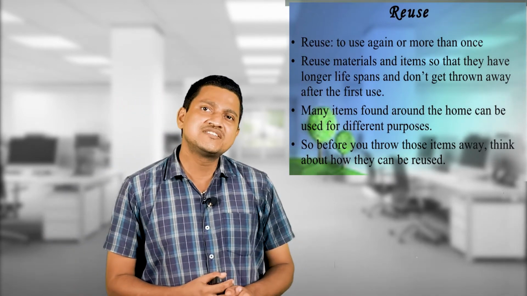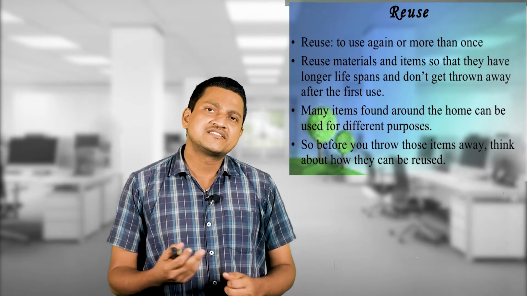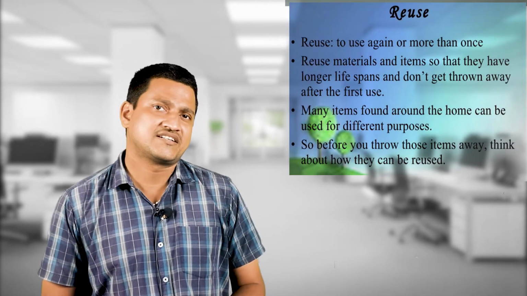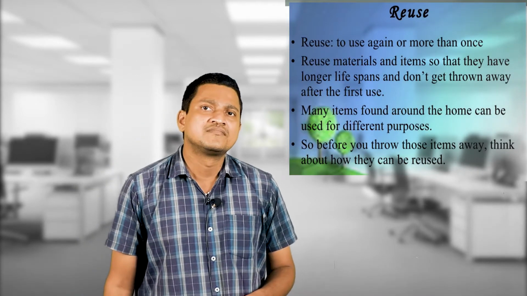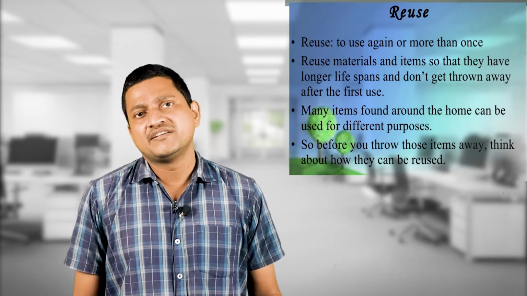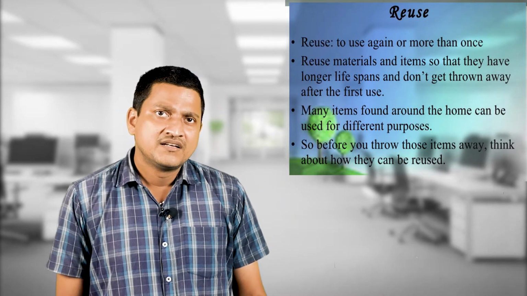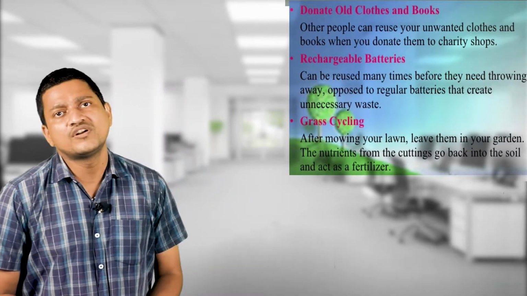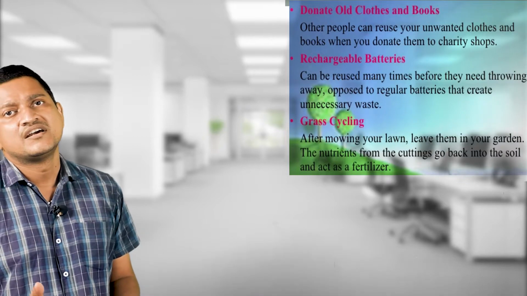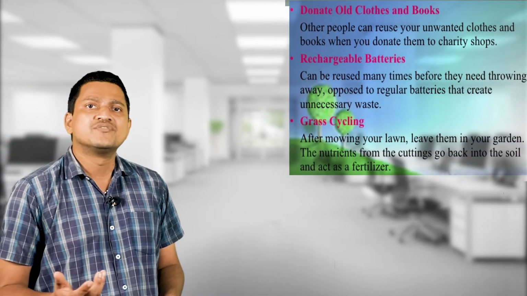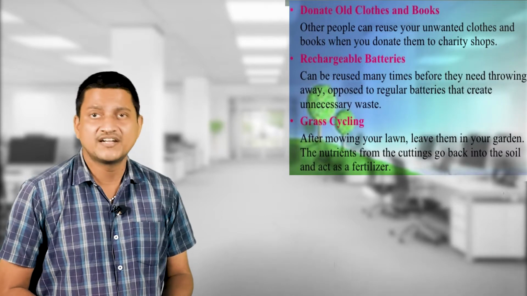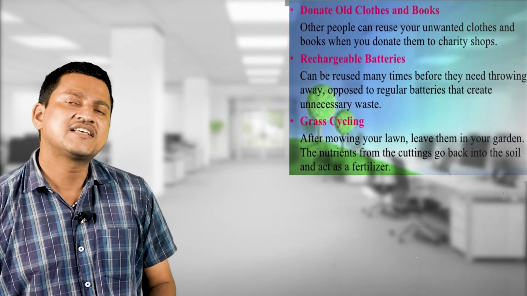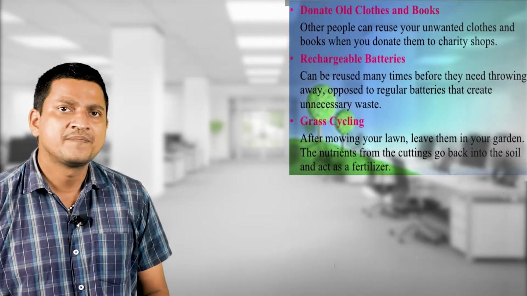For example, bottles, after their use, can be used for decorating household articles, etc. That's the importance of reuse. For example, donate old clothes and books. It will be helpful for reuse. Other people can reuse your unwanted clothes and books when you donate them to charity shops. That's another method of waste management.